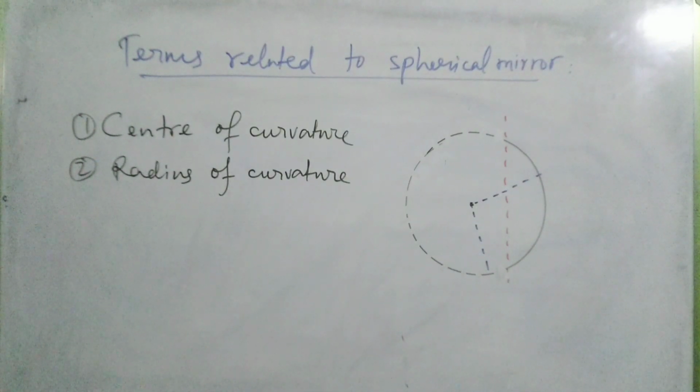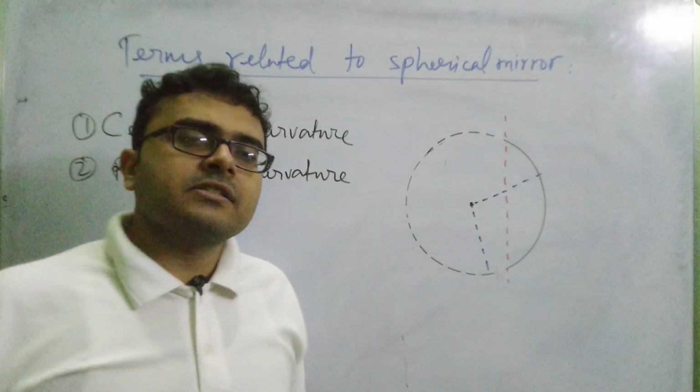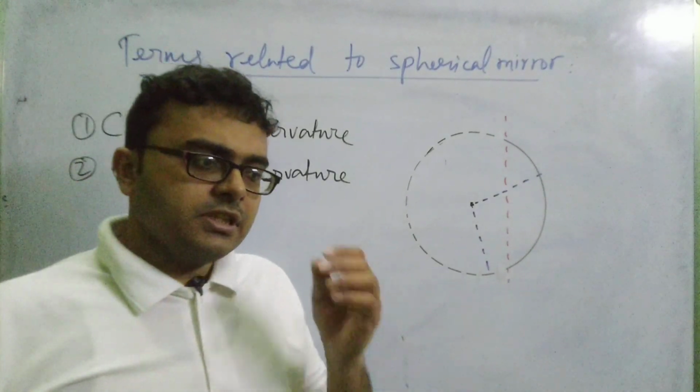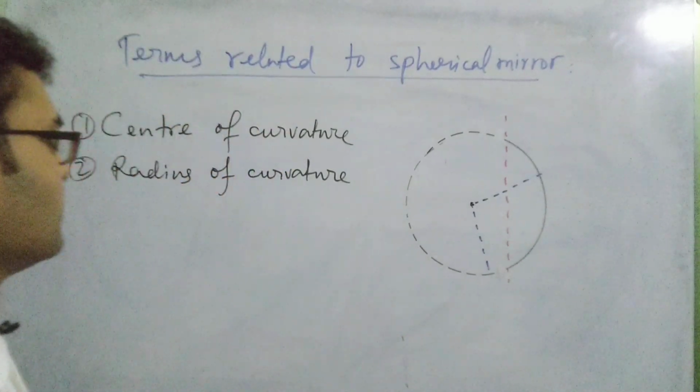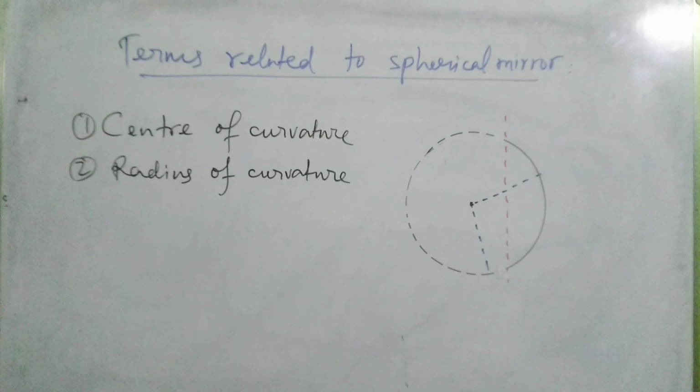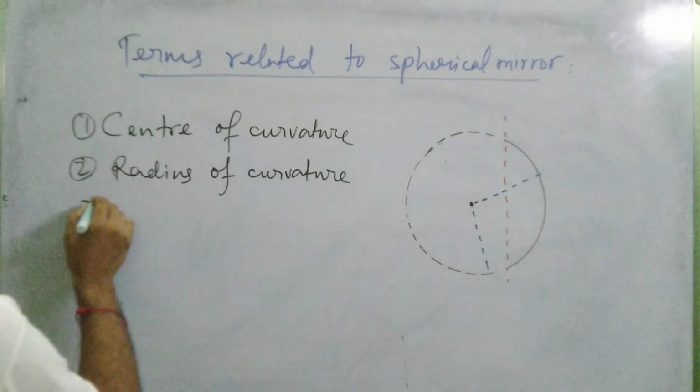Now this radius of the sphere from which the mirror has been formed can be regarded as the radius of curvature. So when you are talking of radius of curvature, it is basically the radius of the sphere from which the mirror has been formed. If you want to know the definition, you can write it like this: the radius of the hollow sphere of which the mirror is a part is called the radius of curvature.